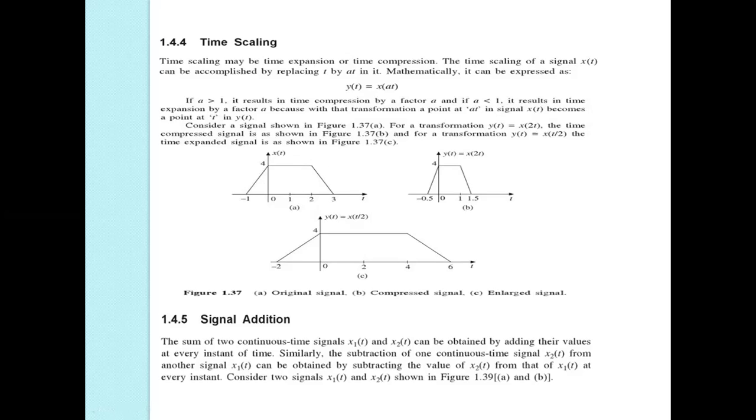Now for this signal, I am taking a as 2, so 2 is multiplied. A is greater than 1, here the 1 and here the 2. When a is greater than 1, it is a compression. So x of 2 into t. Let's go to the whiteboard.